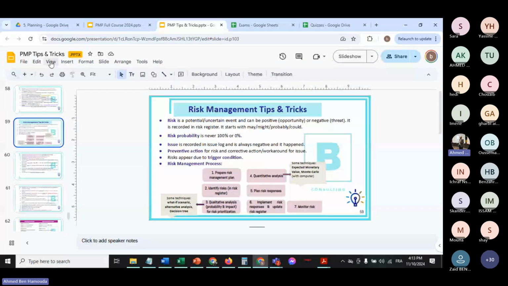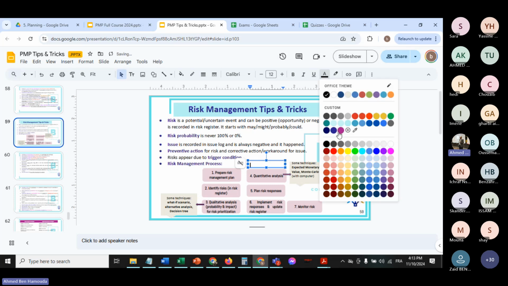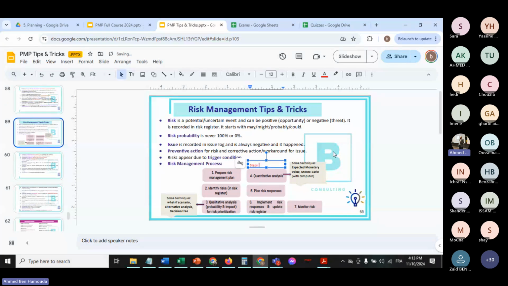Okay. So let me insert a text box and let me write it down here in red. Steps 4, 5 and 6 only for prioritized risks. Okay, all right. Steps 4 and 5 and 6 only for prioritized risks.